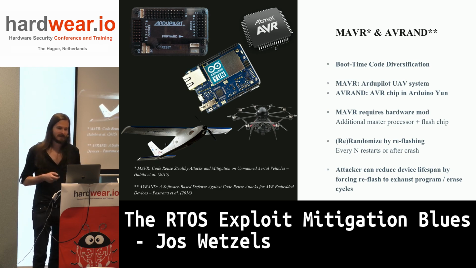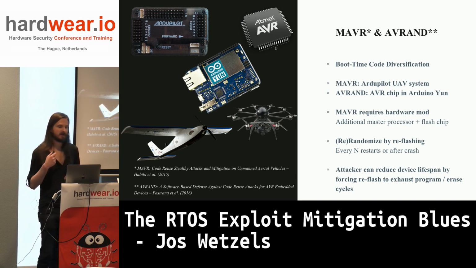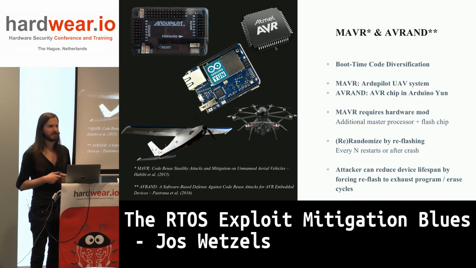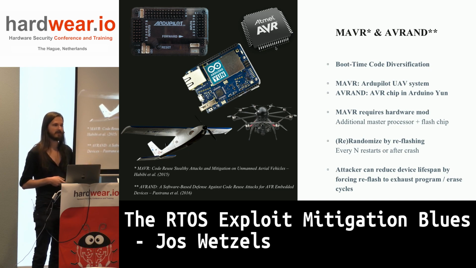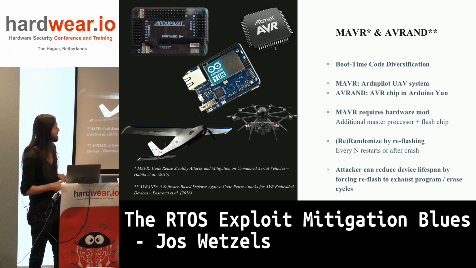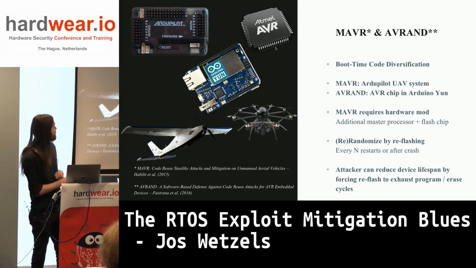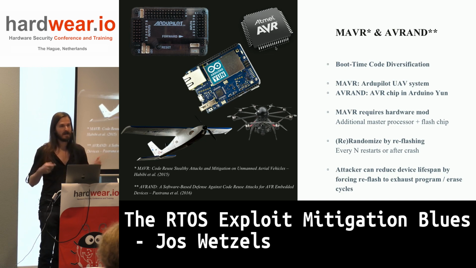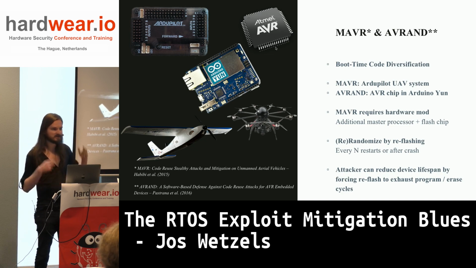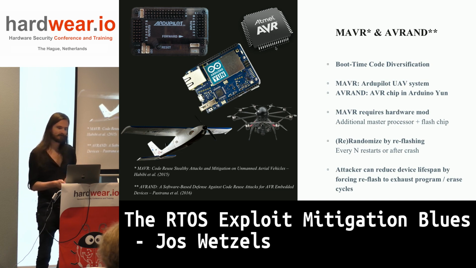So the problem here, as some of you can already see coming, is that an attacker who cannot even hijack control flow can trigger a crash. Or they can force a reset by jumping to a reset vector or something like that. And that means that an attacker can reduce the device lifespan by forcing a reflash and thus exhausting the program erase cycles on the device flash. And actually, they present people with an additional attack vector as part of their exploit mitigation. So that's something you really need to keep in mind when designing these kinds of solutions.